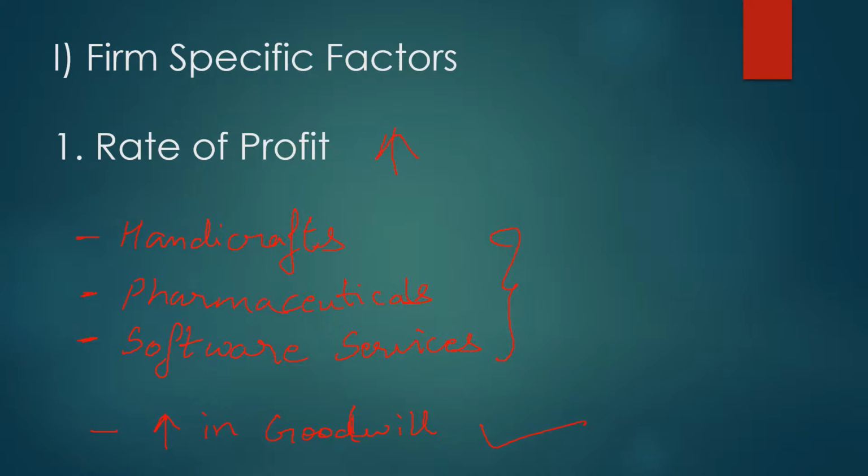And the rate of profit in the domestic market can also be high because there will be an increase in goodwill and reputation, because now the firm is also exporting goods worldwide. So that is the first firm specific factor, that is the rate of profit. Let us go to the next point.